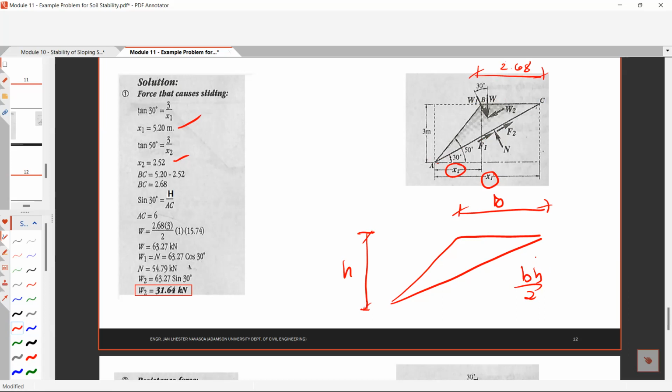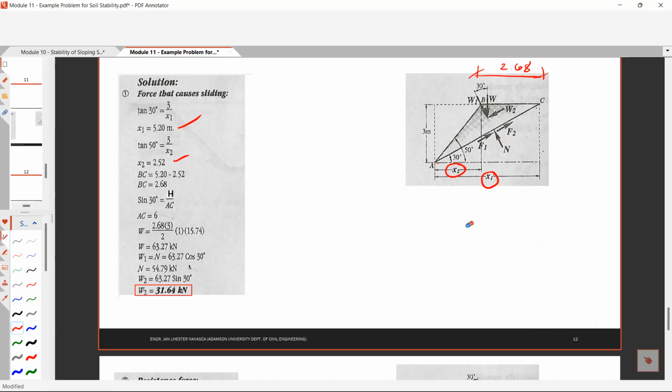Okay, so to find the volume, you need to consider 1 meter strip. So, considering 1 meter, that is now your volume. Then, the total weight is equals to the volume multiplied by the unit weight of your soil. Ito na yung total weight natin. So that is why we need to find this area of triangle. So to determine the area of triangle, you need to find BC, the length BC. Therefore, the total weight is 2.68 times the height 3 over 2 times 1 meter strip multiplied by the unit weight, you have the 63.27 kilonewton.